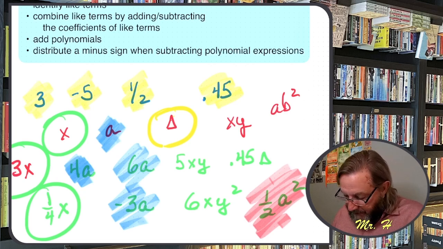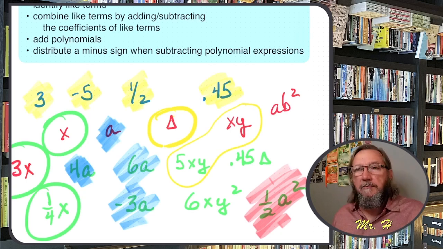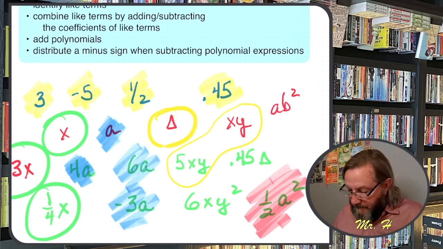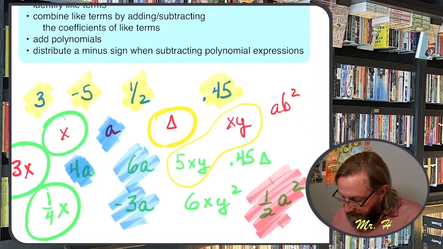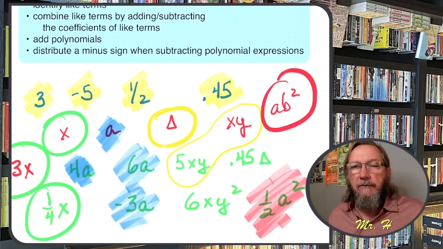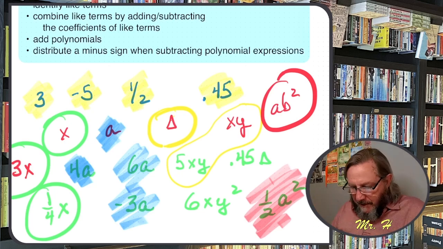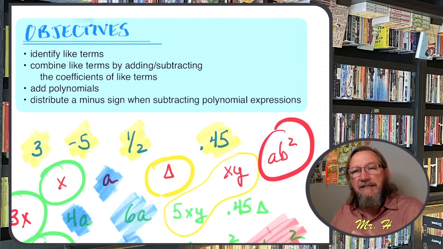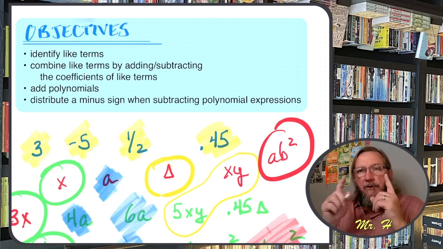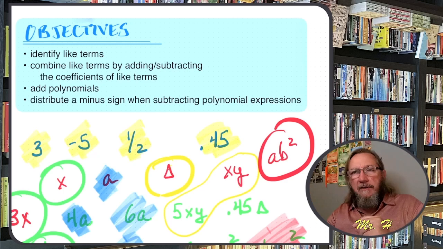We do have a pair of xy's. Look at that. All right, those are like terms. Same variable pattern. It's an xy. Exponents are the same. And then we've got this ab squared sort of hanging out over here. Nothing to pair with that one either. Okay? That takes care of this first objective of identifying like terms. You should be able to look at terms and say those two are alike, that one is not.